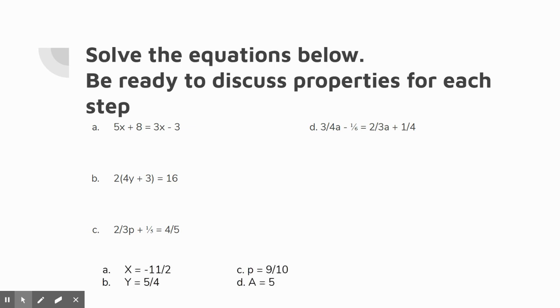So the answers are x equals negative 11 halves for A, B, y equals 5 fourths, C, p equals 9 tenths, and D, a equals 5.